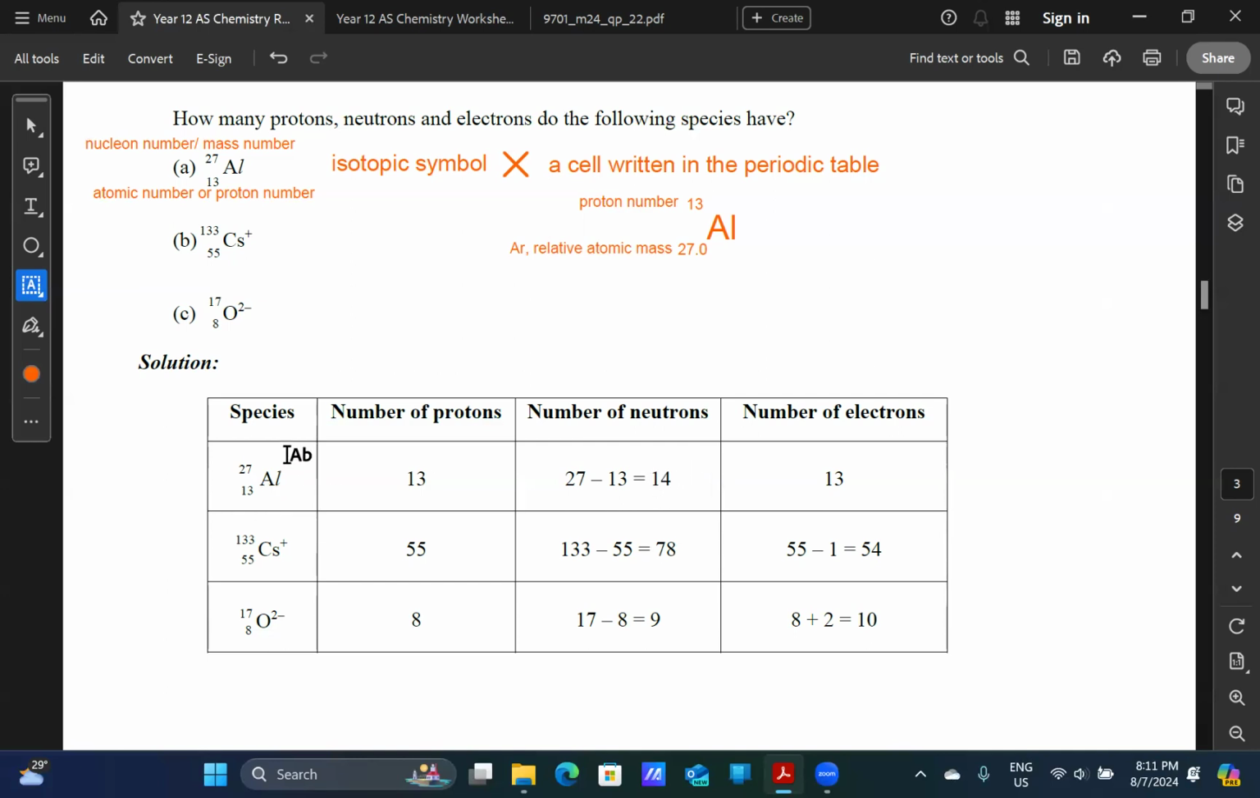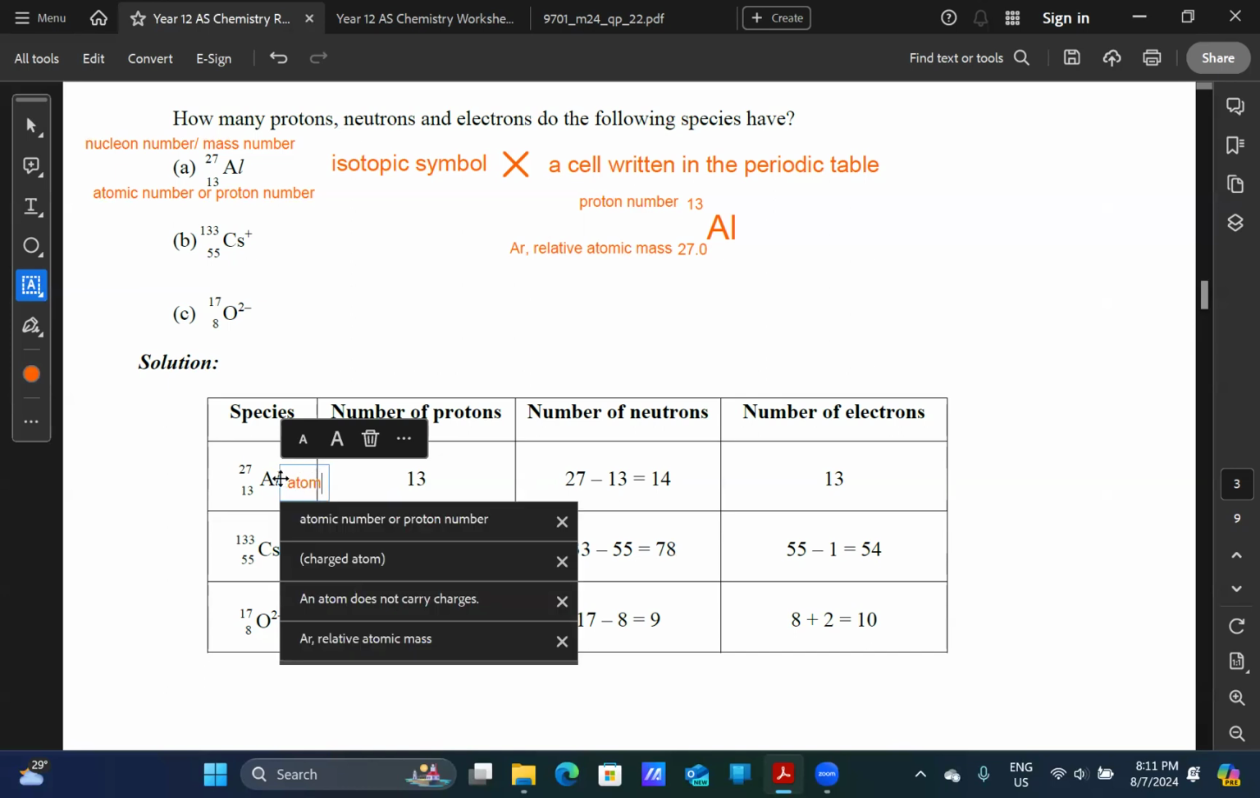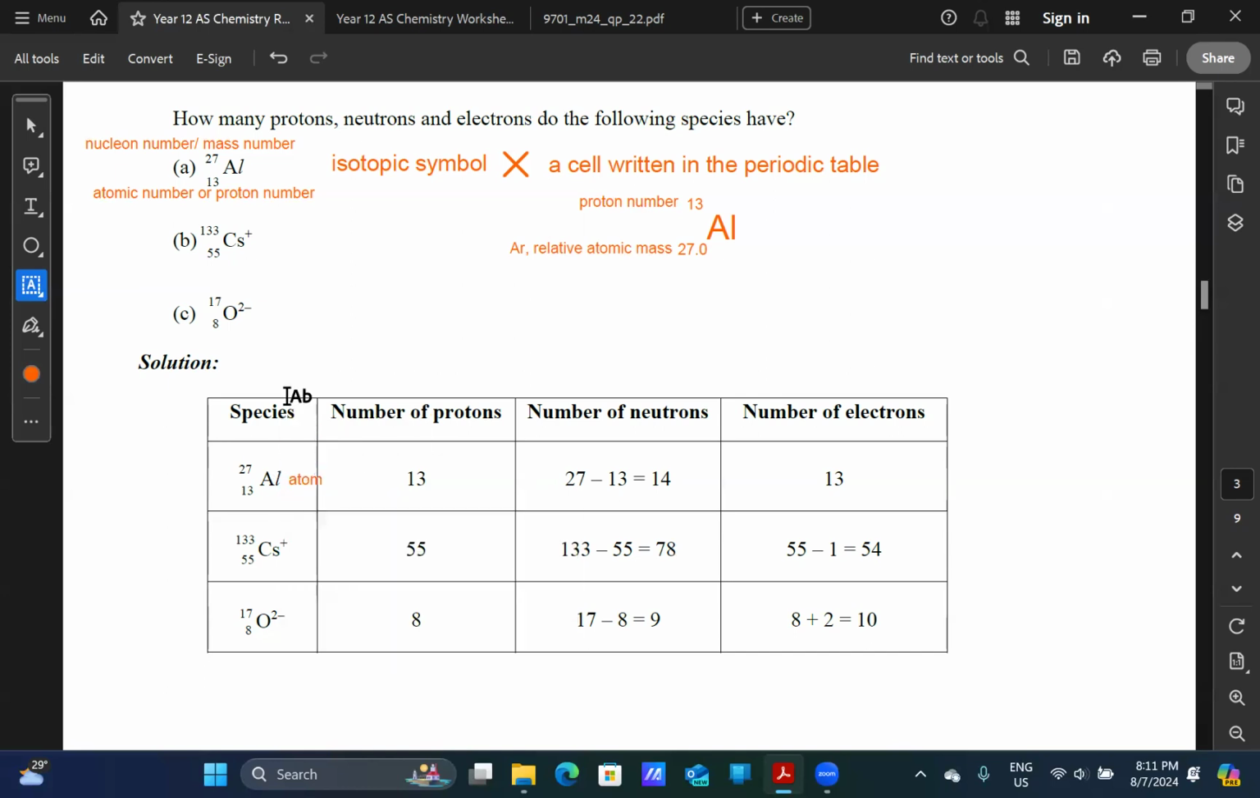As you can see, the chemical symbol here does not carry any charge above it on the right side. So this is an atom. If you see the symbol carries no charge, it is a type of atom, not an ion. An atom has the same number of protons and electrons. Aluminum atom has 13 protons, so it contains 13 electrons as well.